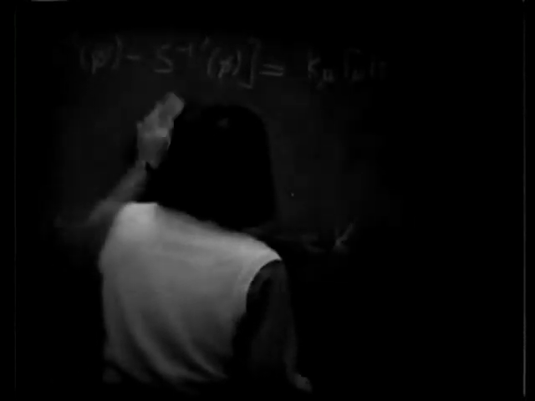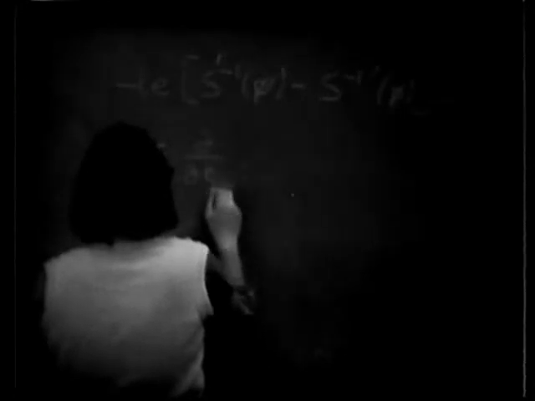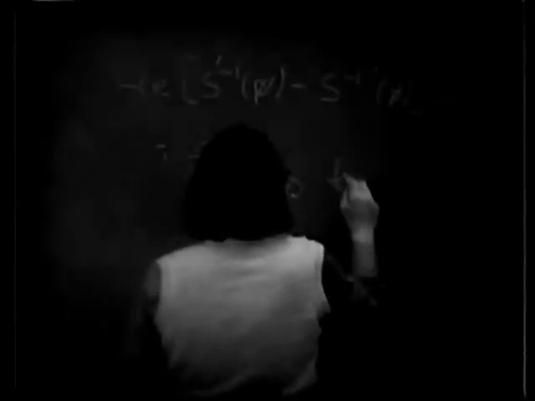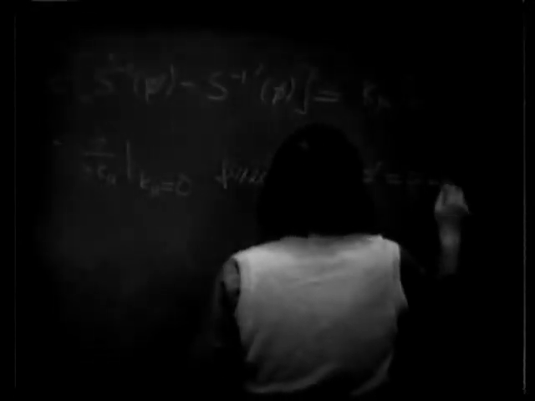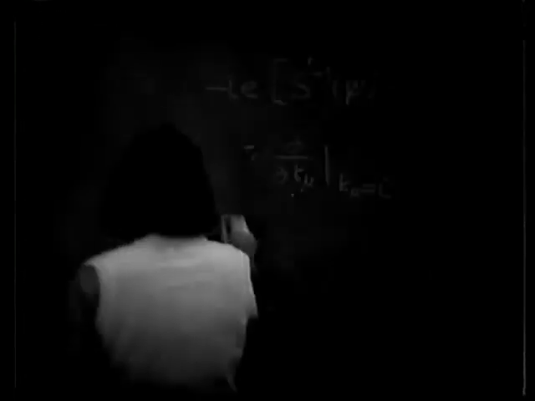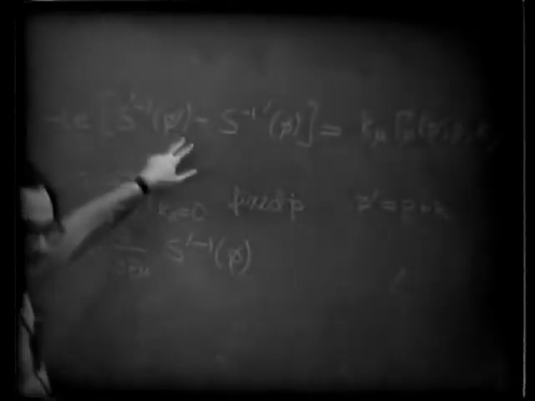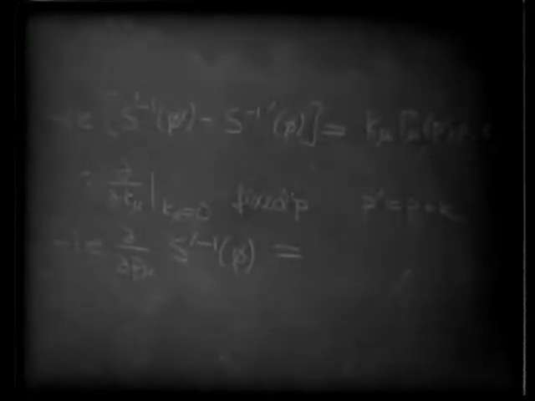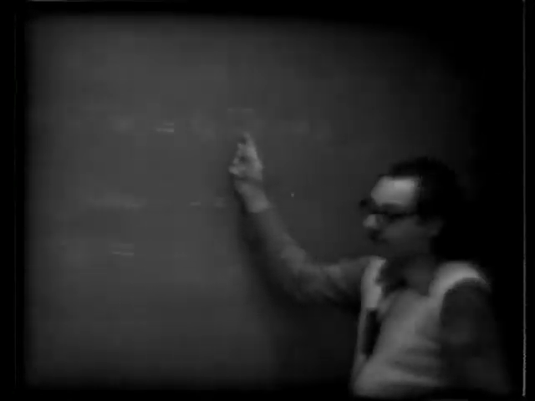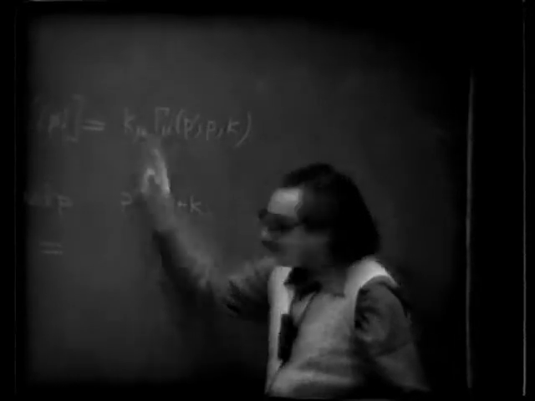We can obtain a consequence by differentiating it with respect to K mu at K mu equals 0, fixed P. Okay? P prime, I remind you, equals P plus K. Differentiating the left-hand side, the second term contributes nothing. The first term contributes minus IE d by dp mu, since P prime is P plus K, S prime inverse of P slash. That's the result of the first term here, and since I've set K equal to 0, I've set P prime equal to P. The right-hand side is even simpler because when I differentiate this with respect to k mu, I just pick up the gamma mu. Differentiating the gamma mu gives me nothing because it's multiplied by k mu, which is going to 0.